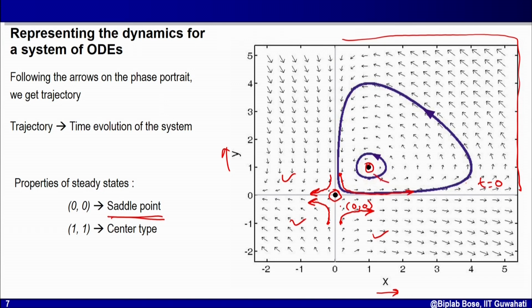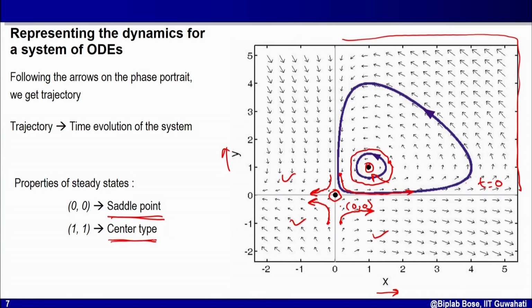Let us look into the other steady state, this one. Here, if I start somewhere close to this steady state, I will follow a closed loop. I will never reach the steady state, nor will I move away from it. Essentially, I am moving in a closed loop, giving rise to oscillation for x and y. So this steady state is called a center type steady state. In this type of steady state, if you are at the steady state, you will stay there for an infinite period of time. Whereas if you depart slightly from it, you will start moving in a closed path around that steady state. So this is called a center type steady state. We will discuss that also.